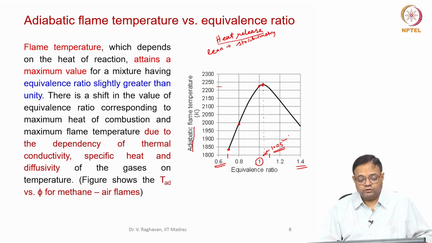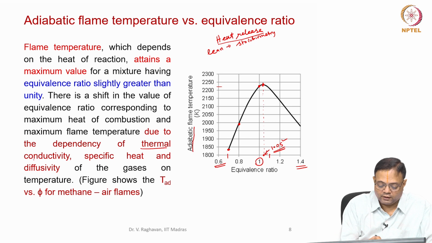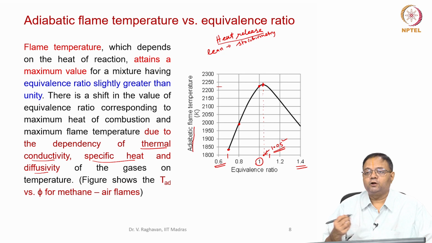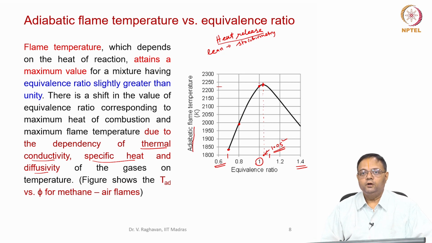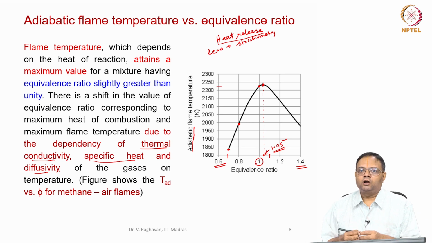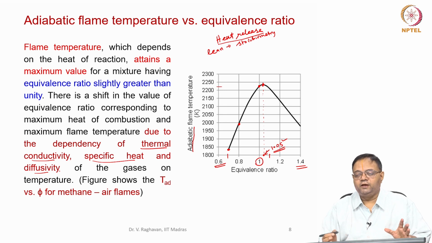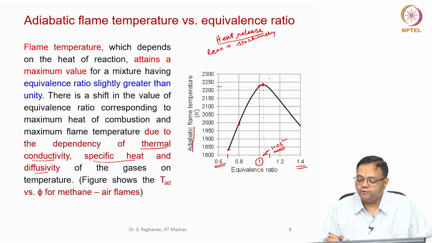This is basically due to the fact that the thermophysical properties like thermal conductivity, specific heat, diffusivity, etc. depend on temperature, and how they vary with temperature dictates this maximum value, because these properties will cause the flame to lose heat, correct? So, how they vary with temperature constitutes the location of the maximum.